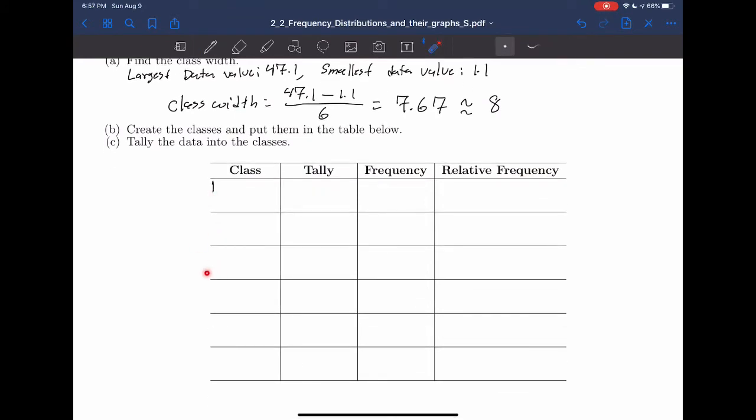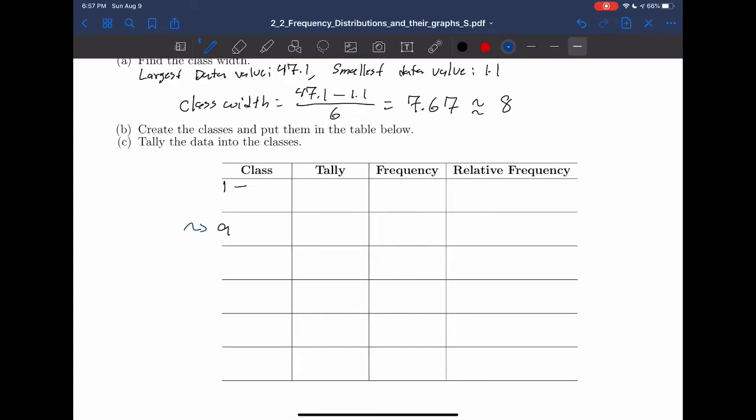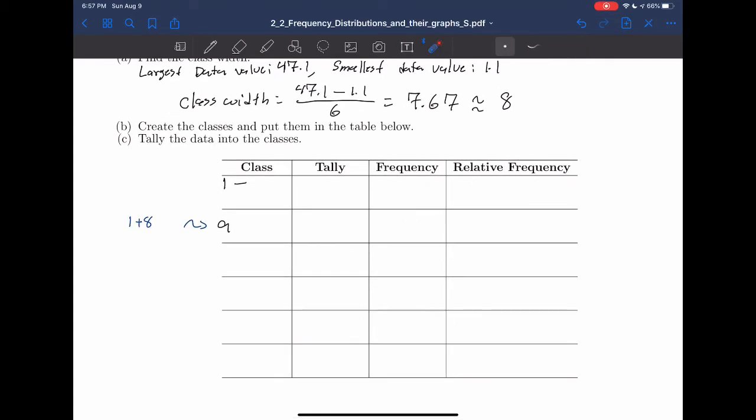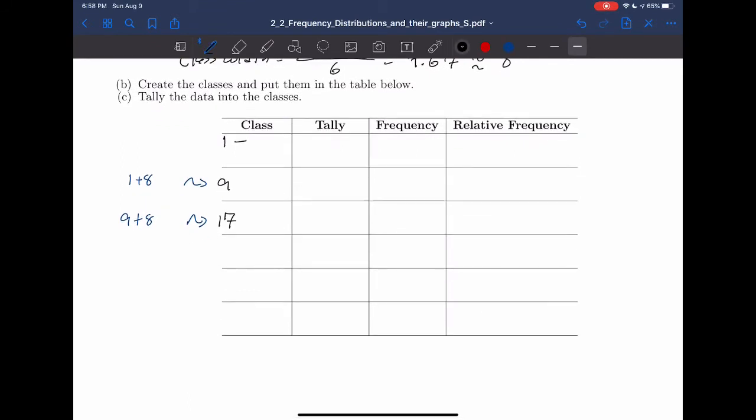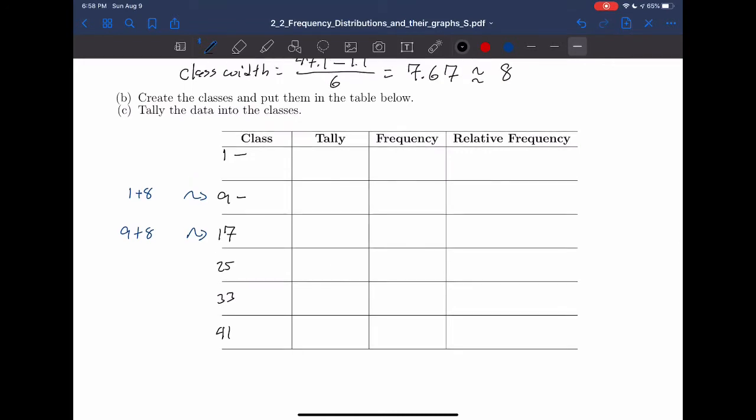Then we want to find the lower limit of the other classes. The next one will be the lower limit of the first class plus the class width, which is 9. A little reminder, this is just 1 plus 8. Similarly, the next one will be the lower limit of the second class plus the class width, so it will be 17. This is 9 plus 8. And then we can do the rest of them, so this will be 25, 33, 41.